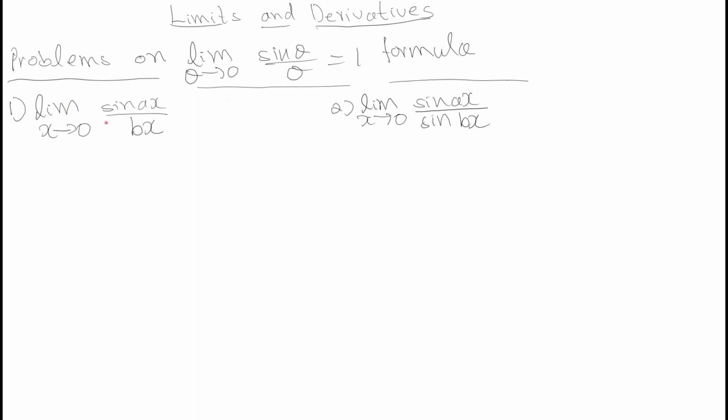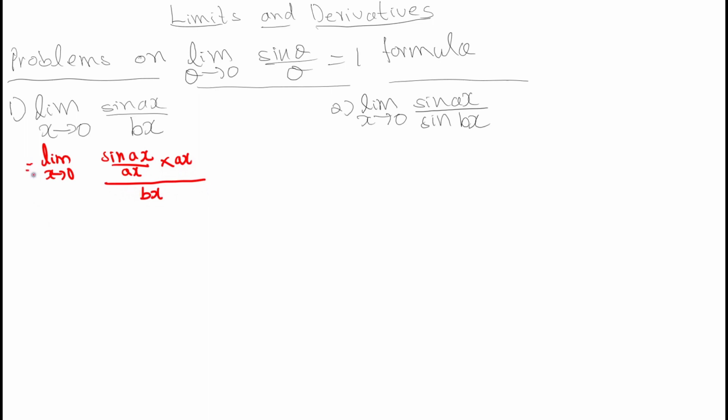Look at the first question. Limit x tending to 0 of sin ax divided by bx. We need to solve this using this formula only. If theta is in the numerator, we want theta itself in the denominator. So I can write sin ax, and I want it divided by ax, so to balance the equation I multiply by ax, and the denominator bx remains the same.